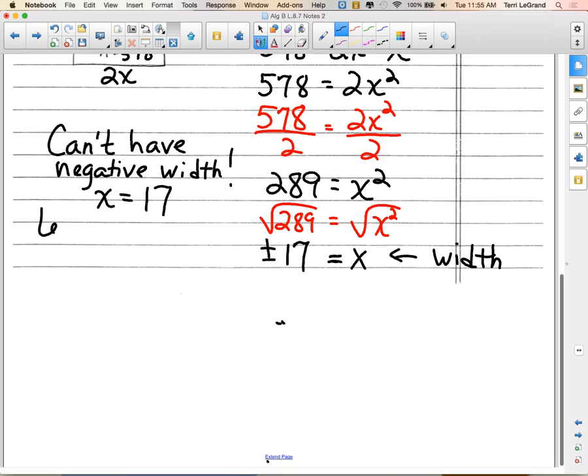Well, to get the length, what do we have to do? Remember, our length is 2x, so we have to take 2 times 17. The final answer is 34, and since the area was measured in square feet, what would this one's measure be measured in? Square feet?